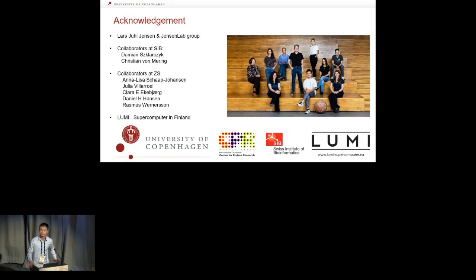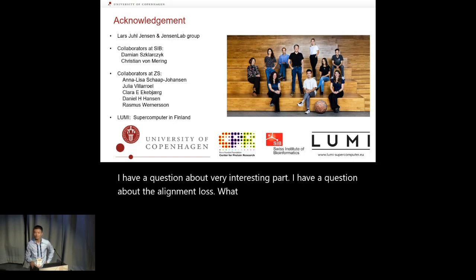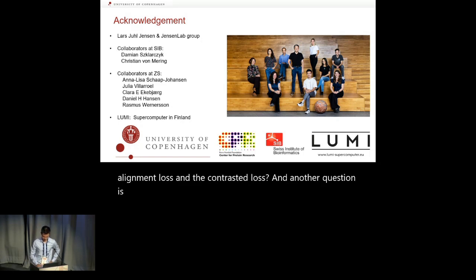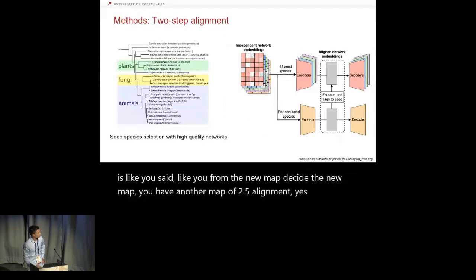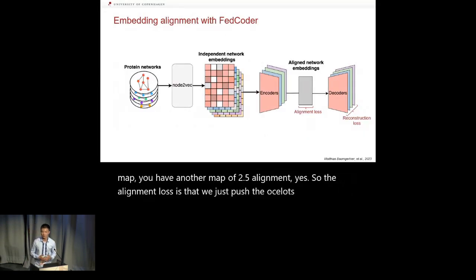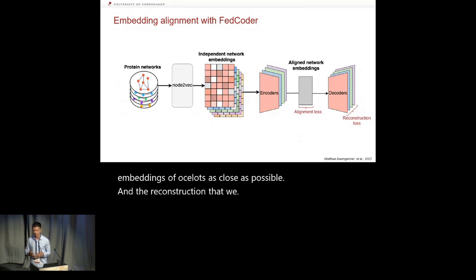I have a question, very interesting talk. I have a question about the alignment loss. What is the difference between the alignment loss and the contrastive loss? And another question is, you said you have to have another method to quantify the alignment. Yes. So the alignment loss is that we just push the embeddings of orthologs as close as possible. And the reconstruction is that we try to maintain the information during the alignment.